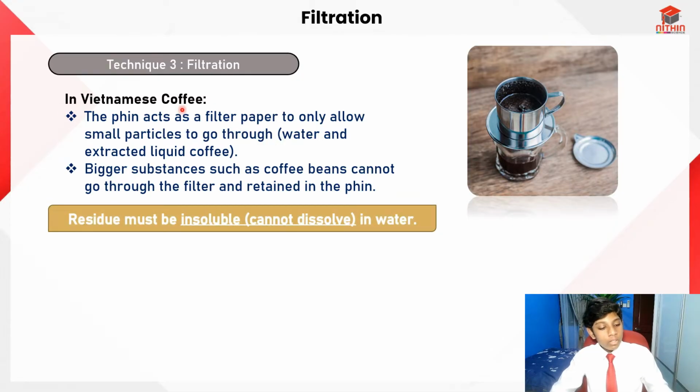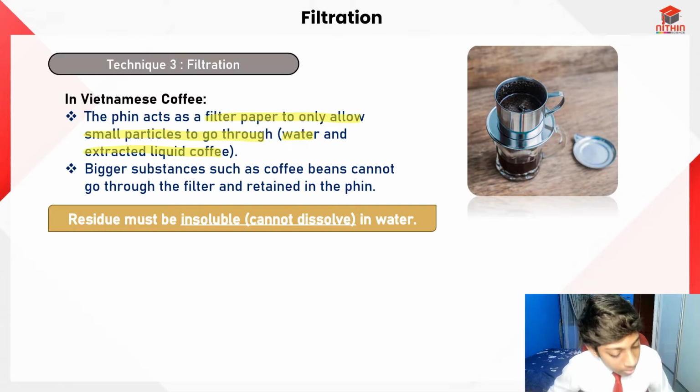So in Vietnamese coffee, this is how they make the Vietnamese coffee. The fin actually acts as a filter paper, to only allow small particles to go through. These small particles are actually water and extracted liquid coffee. This circular part over here, that's the fin.